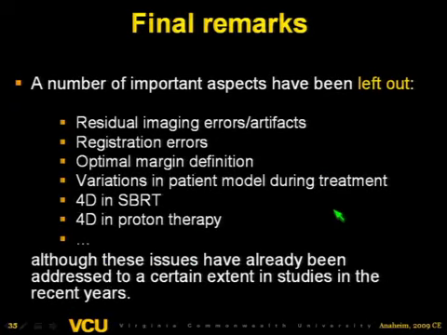I need to mention the fact that a number of important aspects have been left out of this presentation, such as the effect of residual imaging artifacts, registration error, optimal margin definition, variations in patient model during treatment, 4D dose computations for stereotactic body radiation therapy, 4D for proton therapy, and so on. Although these issues have already been addressed to a certain extent in other studies in recent years.